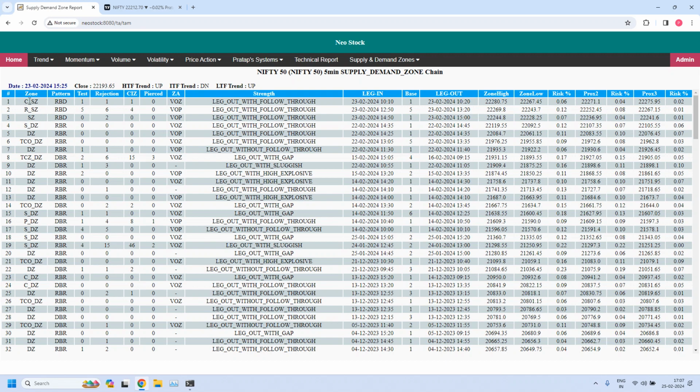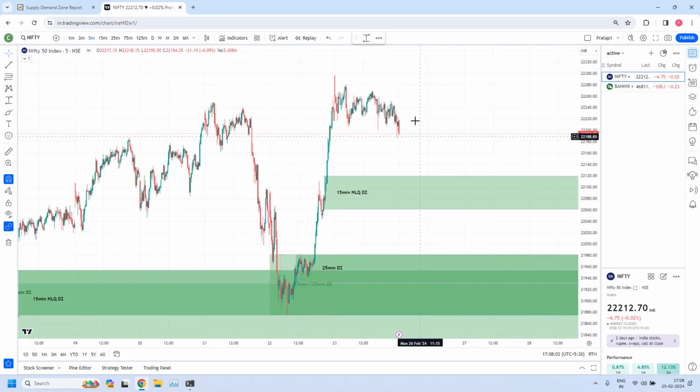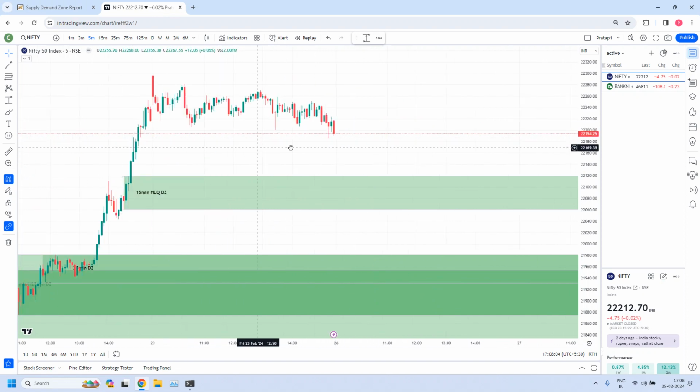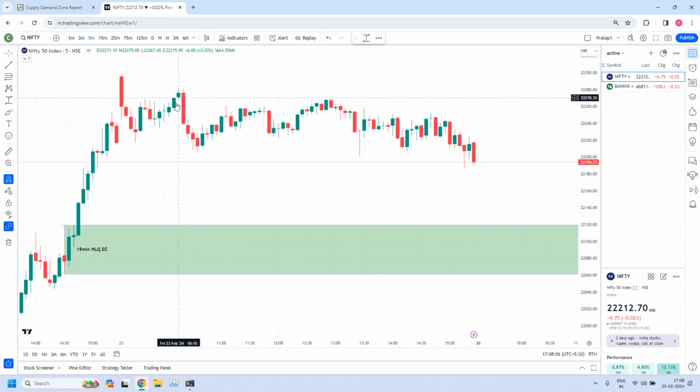First let us draw these 2 high liquidity supply zones. The first one, that means on last Friday, probably they would have created. Yes, on 23rd February at 10 o'clock, 10 minutes, 1 base candle. 10 o'clock, 10 minutes, 5 minutes candle. 23rd, 10:10. So this is the one. This is the leg-in, this is the base, and this is the drop. Let us draw the 5-minute supply zone.